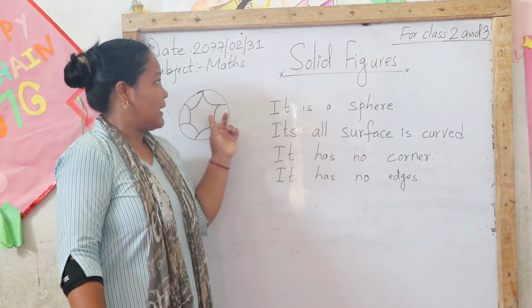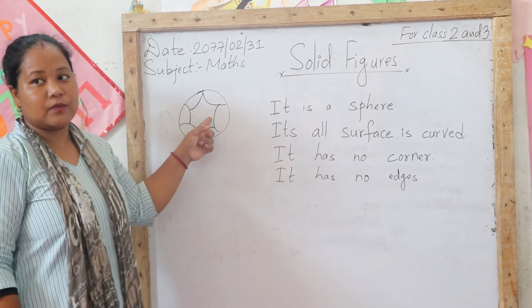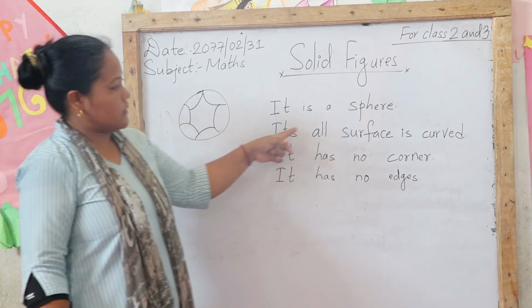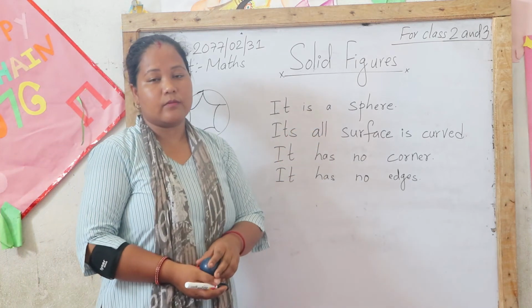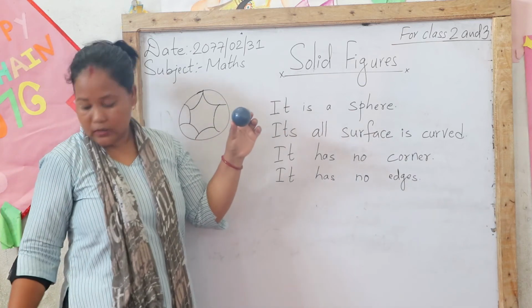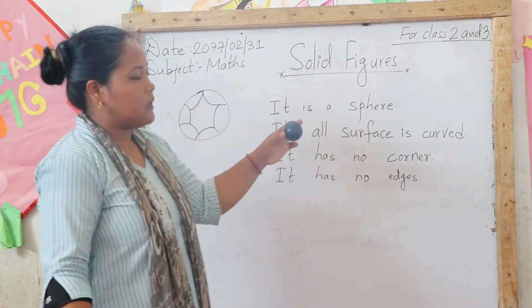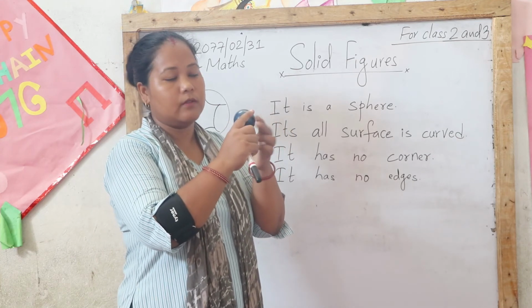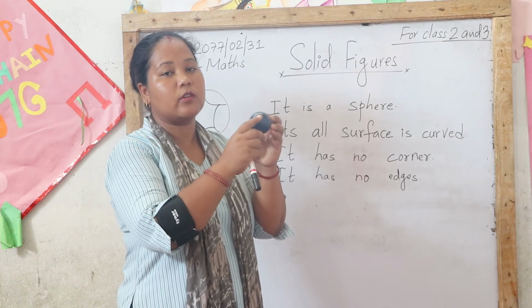Okay, next and last solid figure is sphere. It is a sphere. Its whole surface is curved. Look, this is the model of sphere. It is a sphere and all its surface is curved. Look, all the surface of sphere is curved, not straight.